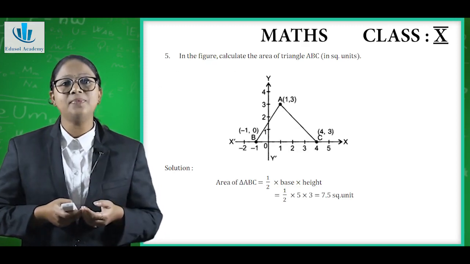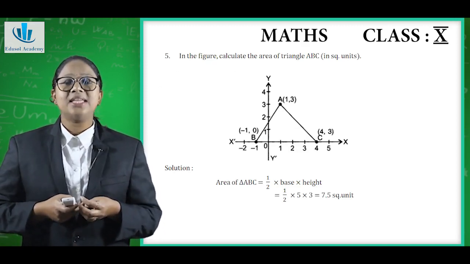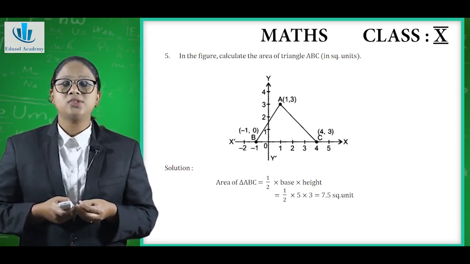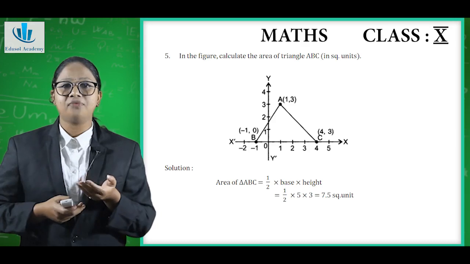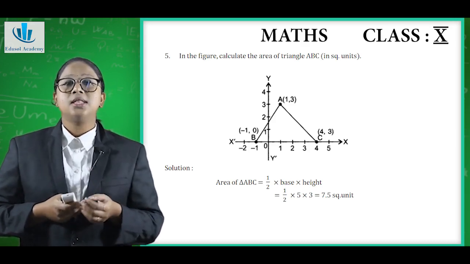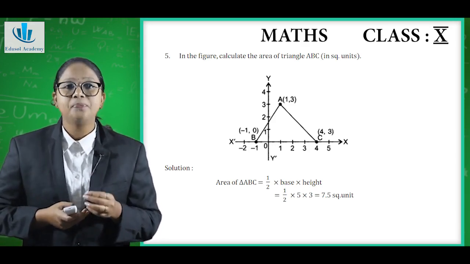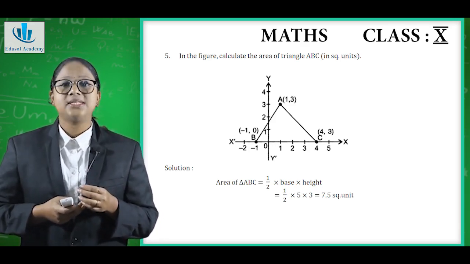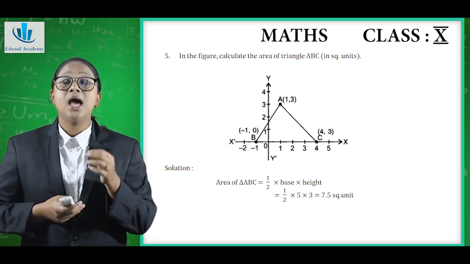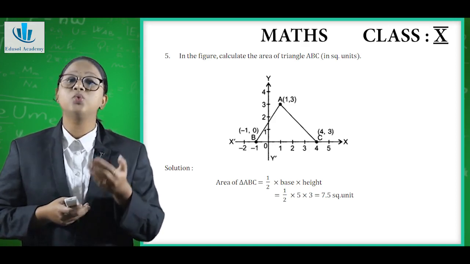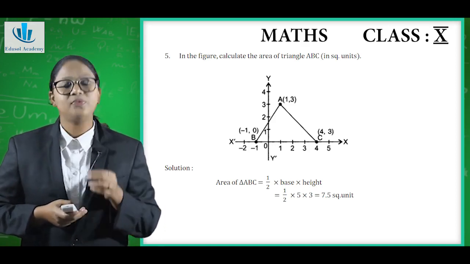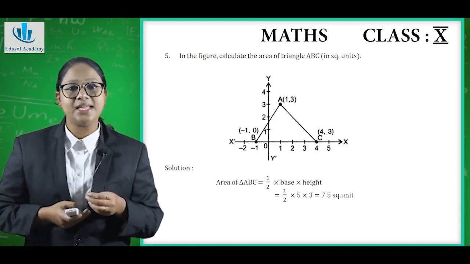Now comes the next question. In the figure, calculate the area of triangle ABC in square units. So the figure has been given again, the triangle ABC. The coordinates are A(1, 3), B(-1, 0) and C(4, 3). Now we have to apply half into base into height using coordinate geometry. Because this is a 1 mark question, we can simply use the half BH equation.